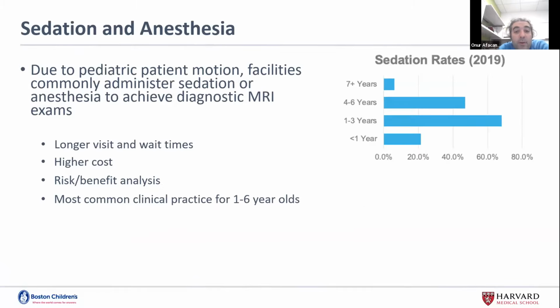So what's the current clinical practice? Unfortunately, the current clinical practice is mostly sedation and anesthesia. Here I'm showing our results from Boston Children's Hospital. If you look at the table here, you can see that almost all the 1 to 3 year olds are sedated at Boston Children's. And sedation is costly. It has longer visits and wait times. There is a risk-benefit analysis. And as I said, it's the most common practice for 1 to 6 year olds.